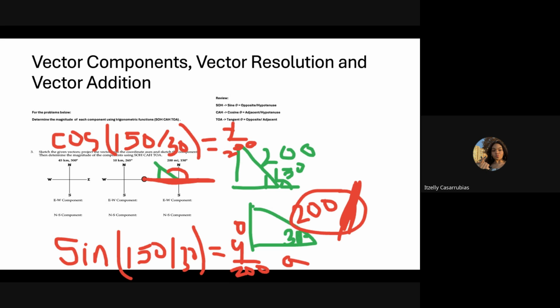The north component was 100 and the west-east component was 173. Good. The only thing we see is the negative, right? The magnitude of the west component is a little bit higher. But what does that negative represent? Do you remember? Just the direction, right? Because it's the west.